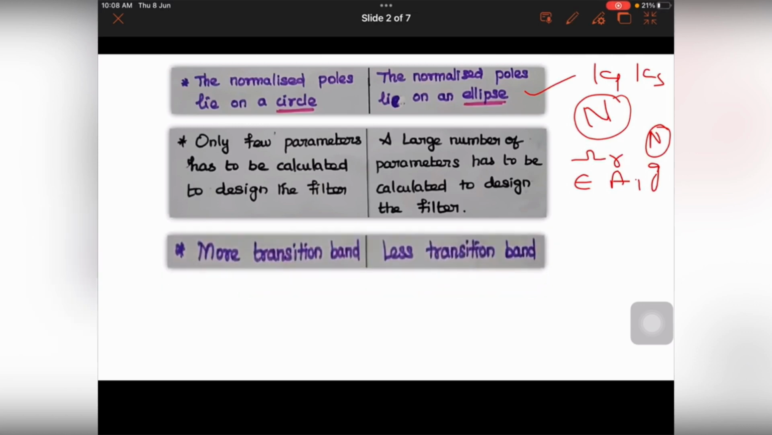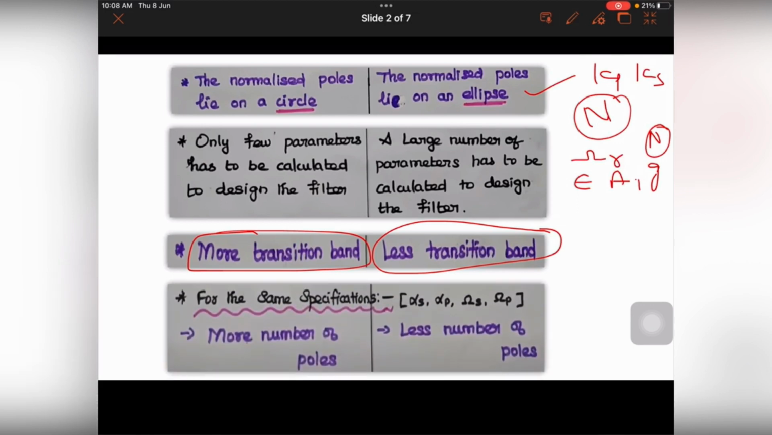Next difference is, in case of Butterworth filter, the transition band is more for the given specifications, whereas for the given specifications, the transition band is less in case of Chebyshev filter.